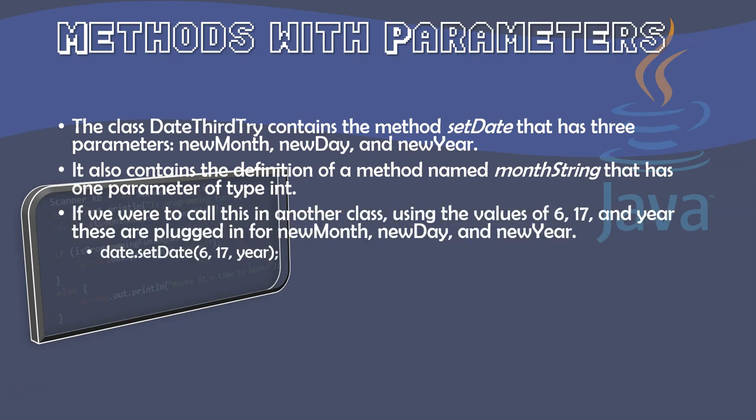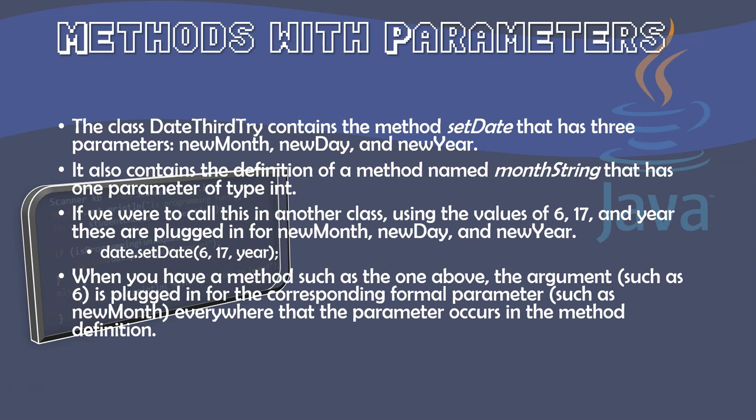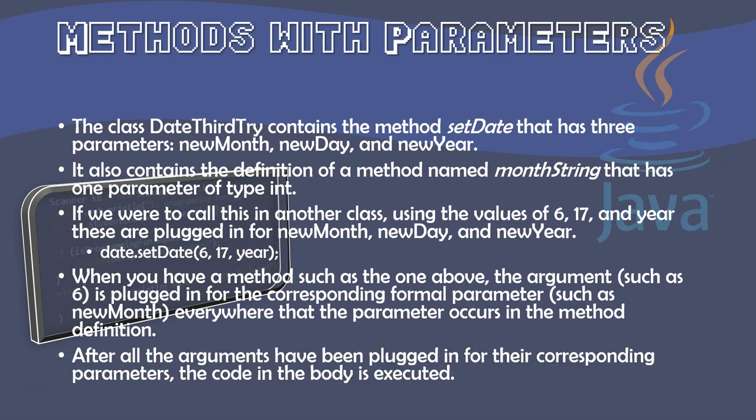Now, if we were to call either of these methods in another class, let's say we want to use the values of 6, 17, and a variable called year, and we plug those in for newMonth, newDay, newYear. If I were to use my setDate method in my main class, this would look like date.setDate(6, 17, year). Each of those represents the new month, the new day, and the new year. So when we plug those in, the argument, such as 6, is plugged in for the corresponding formal parameter, such as newMonth, and everywhere that parameter occurs within that method definition. After all of our arguments have been plugged in for the corresponding parameters, the code within the body of that method is then executed.